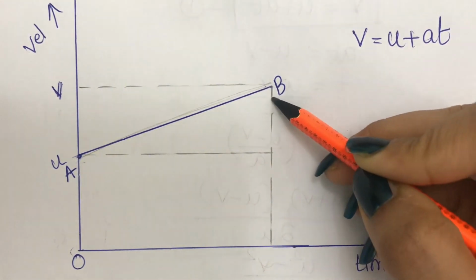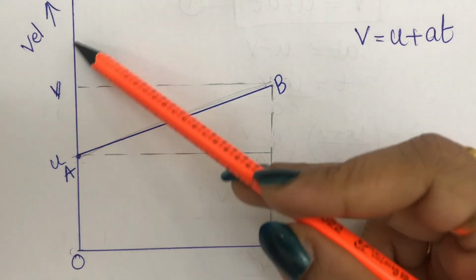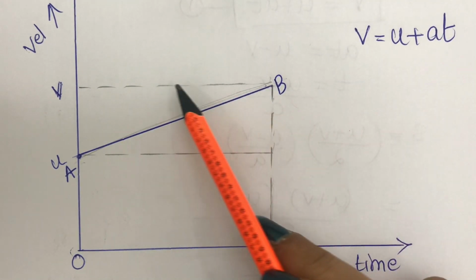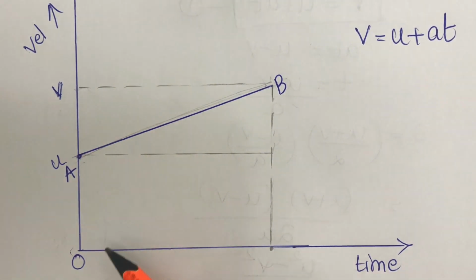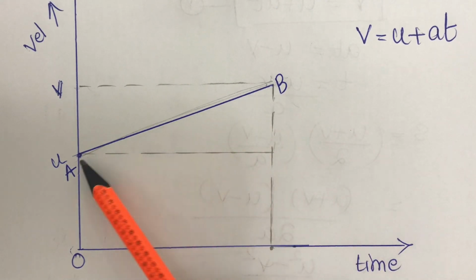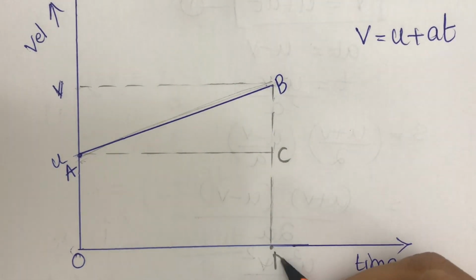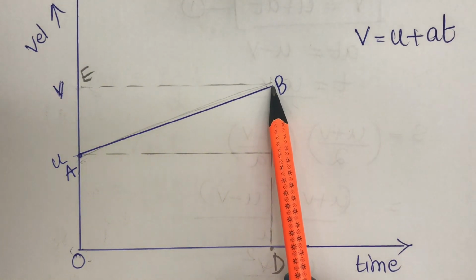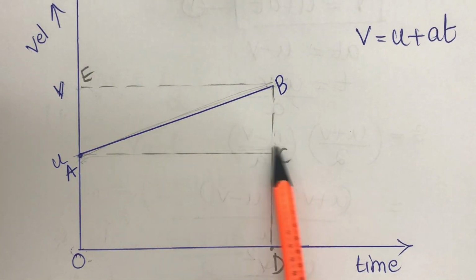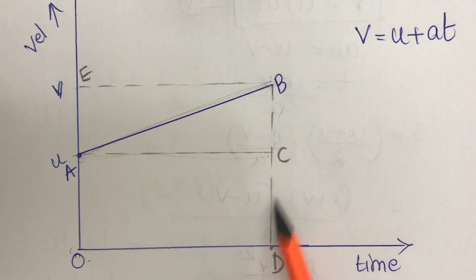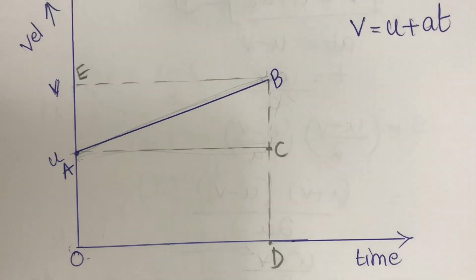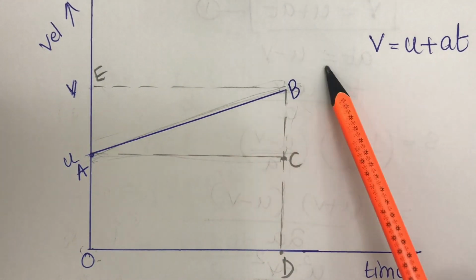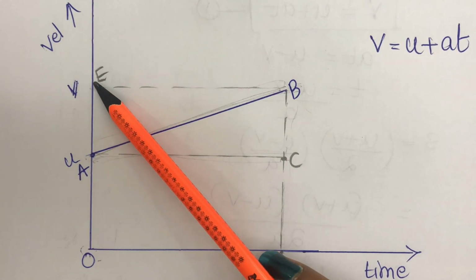From B, we will draw a line which is parallel to the y-axis and touches the x-axis, and also from B we will draw a line which is parallel to the x-axis, and we are going to name these A, B, C, D, O is here, and this will be E. Similarly from A I have drawn a line joining that line at C. So this is our VT graph showing uniform acceleration, accelerating from velocity u to final velocity v.